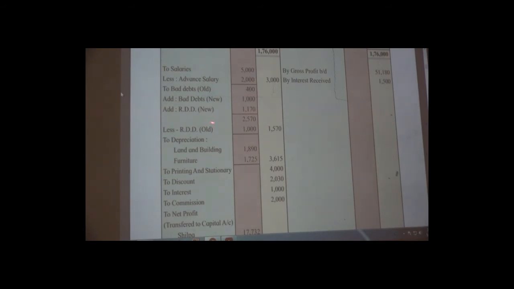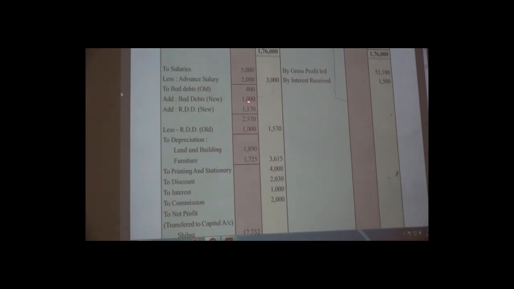Remember that it is the most simple adjustment. Don't get confused here. Always, firstly write down the amount of old bad debts, then secondly add new bad debts, new RDD, to the old bad debts. Whatever new things are there, that may be bad debt, that may be new RDD, always add it to old bad debts. Okay, then later on, if there is old RDD given to you, deduct it from the amount.